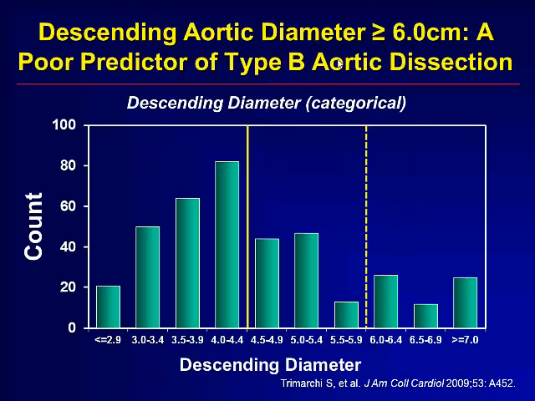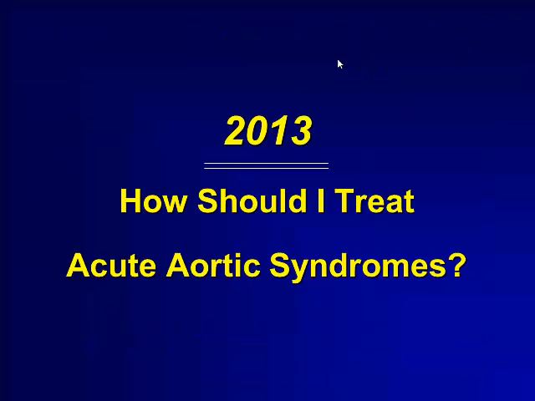The same is true for descending dissection, where you see, look at all of these patients who've dissected an aorta that's less than 4.5 in diameter. The future science needs to help us illuminate these patients because size alone is not going to identify them for us. So how should we treat these patients today?